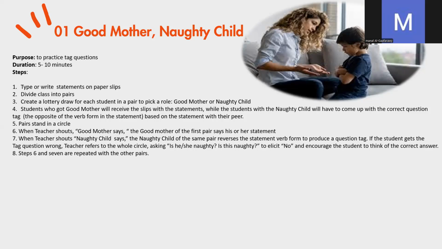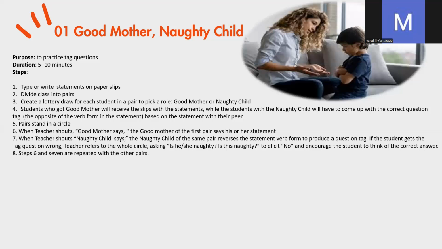First, you need to type or write statements on paper slips, divide your class into pairs, and create a kind of lottery draw for each student in a pair to pick a role, either good mother, which is a statement, or naughty child, which is the tag question that has to be the opposite form of the verb of the statement. Students who got good mother will receive the slips with the statements, while the students with a naughty child will have to come up with the correct question form or the question tag, which is the opposite of the verb form in the statement. And this is based on the statement with their peer.